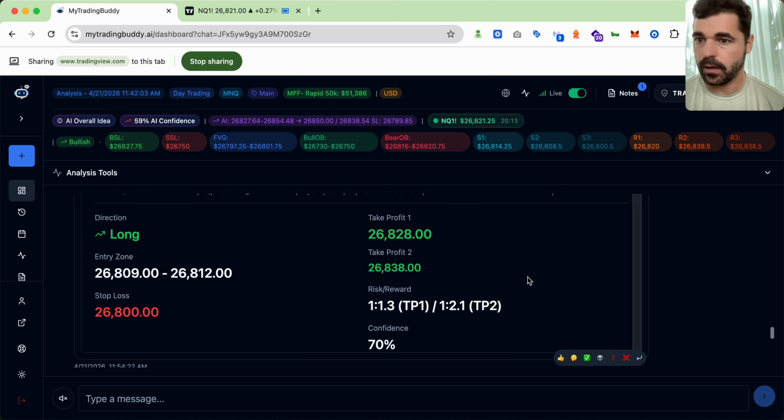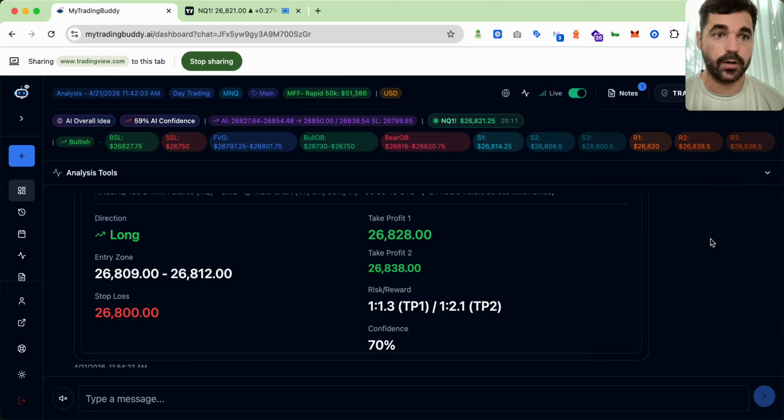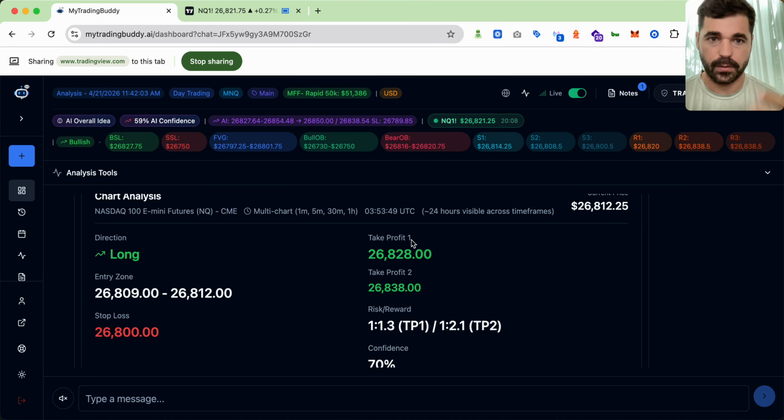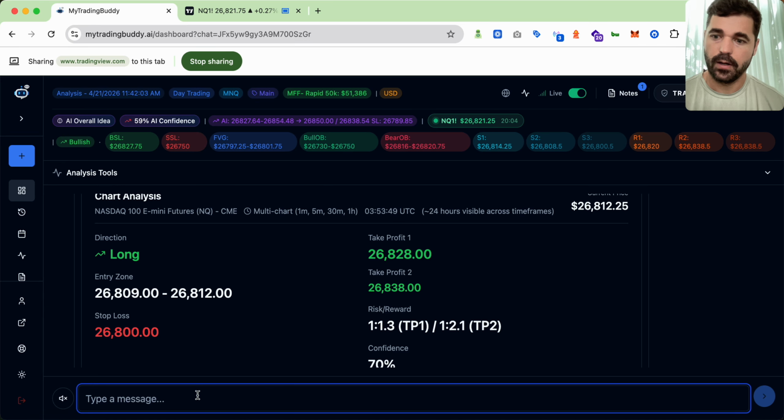It does work great if you are a beginner trader as well. I mean, it really helps improve your learning and everything. You can ask the AI questions and all that.